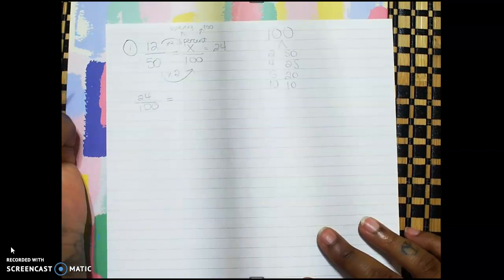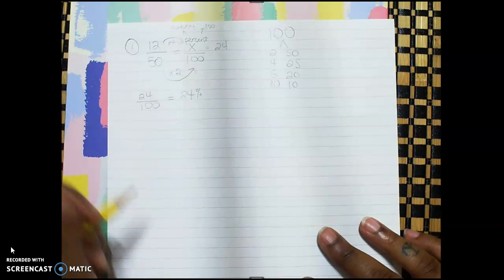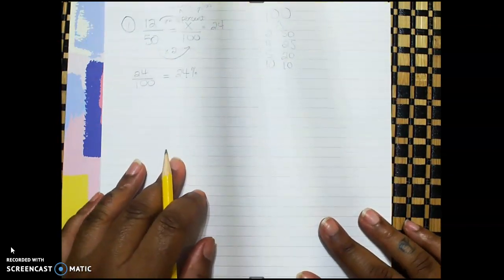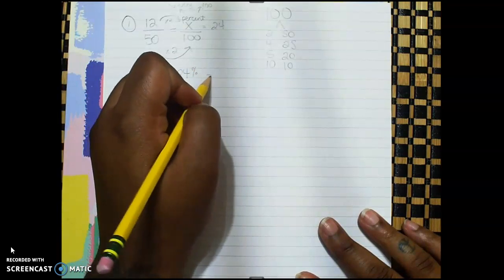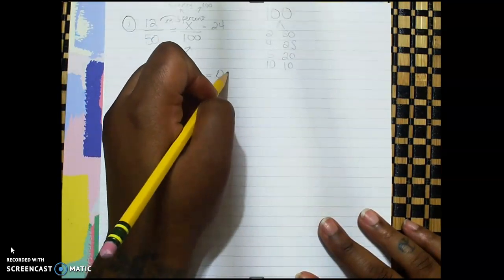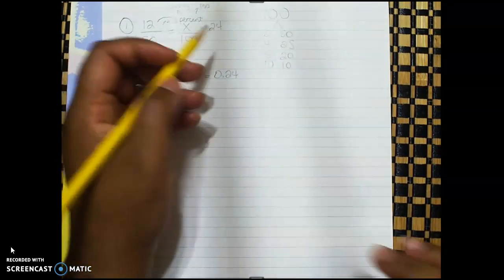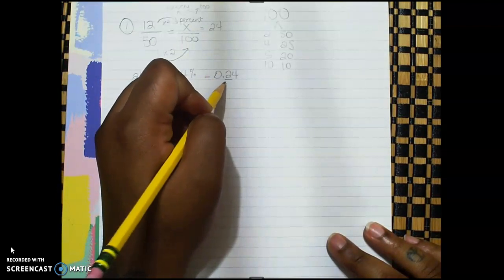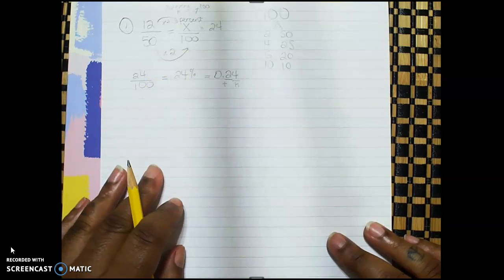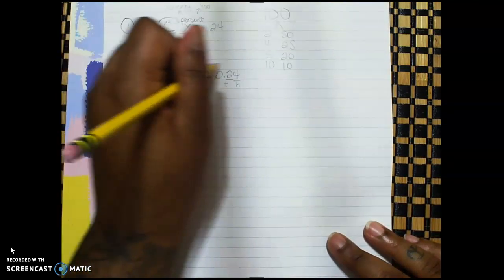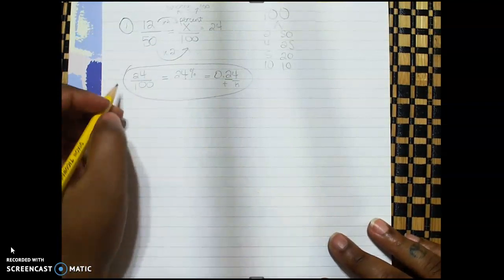Now to write that as a percent, since it's already over 100, I'm just going to write 24, my numerator, and the percent sign. I also need to write this percent as a decimal. So I'm going to say 24 hundredths because it's over 100. So I'm just going to use my place value. Remember, the 2 is in the tenths place, and the 4 is in the hundredths place. All of these are equivalent. They're all equal. They all mean the same number.